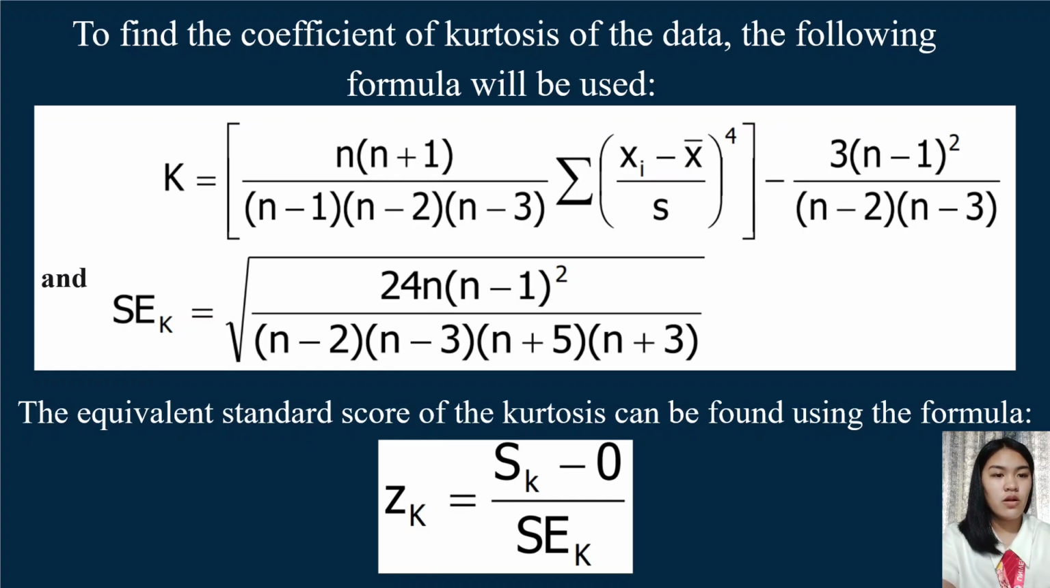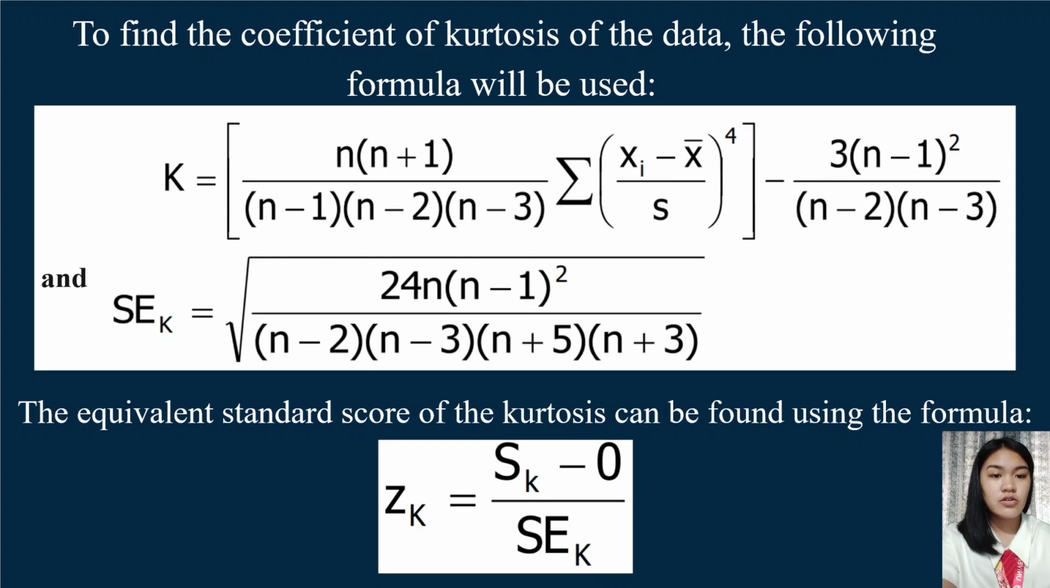Kurtosis is equal to n times n plus 1 divided by n minus 1 times n minus 2 times n minus 3, multiplied by the summation of x minus mean divided by standard deviation raised to the power of 4, and will be subtracted by 3 times n minus 1 squared divided by n minus 2 times n minus 3.